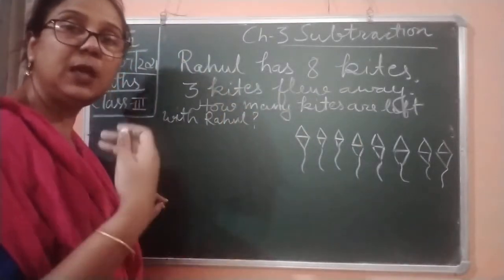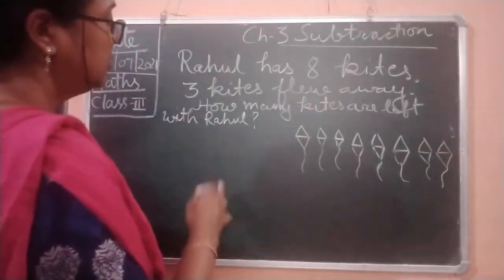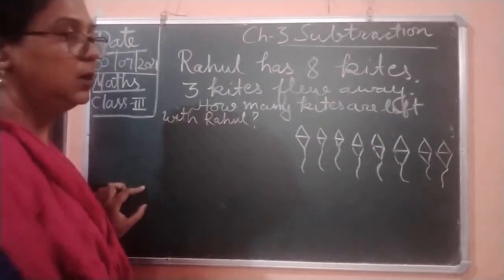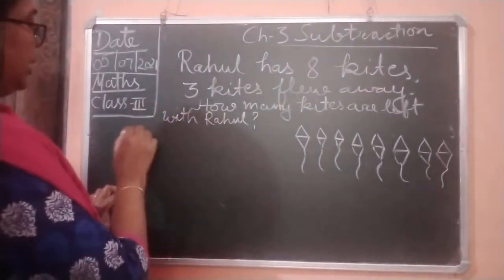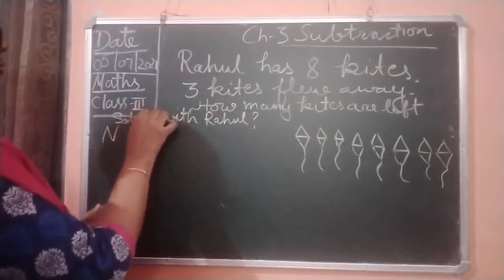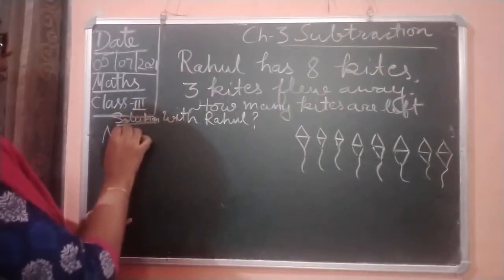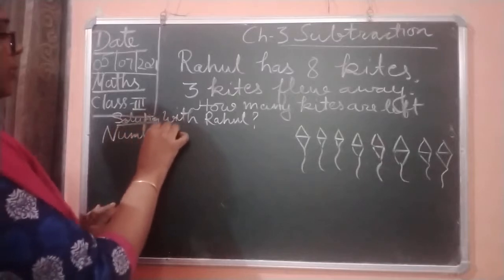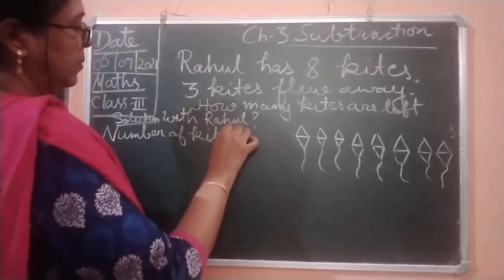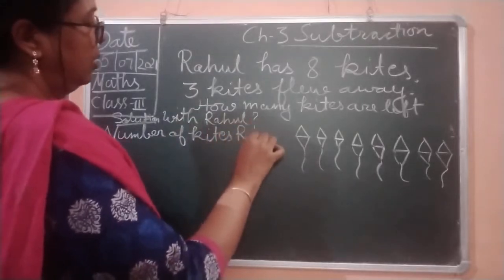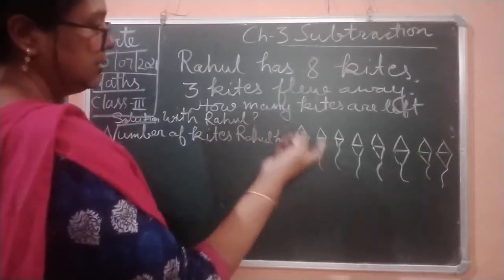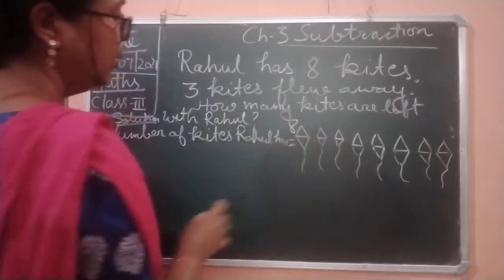Okay. Now 3 kites flew away. 3 kites उसमें से उड़ गई. So how many kites are left with Rahul? Now here you will write the solution. What will you write? Number of kites Rahul has, that is 8. Okay.